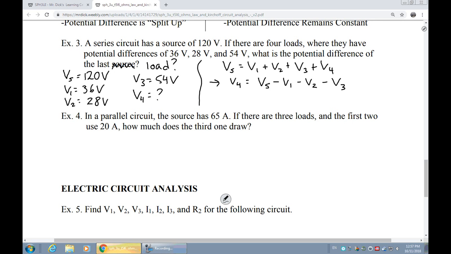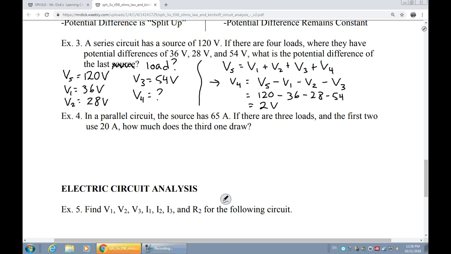But now we just have things that we can plug in. So it's 120 minus 36 minus 28 minus 54. So when we do all that, we are left with just 2 volts. So that means we know that that fourth load must be using up the last 2 volts available. So it's not necessarily that the voltage gets split up evenly amongst all the loads, but it must get split up in a way that uses up the total voltage that was supplied in the first place. And that gives us a nice tool if we need to work backwards like we just did.